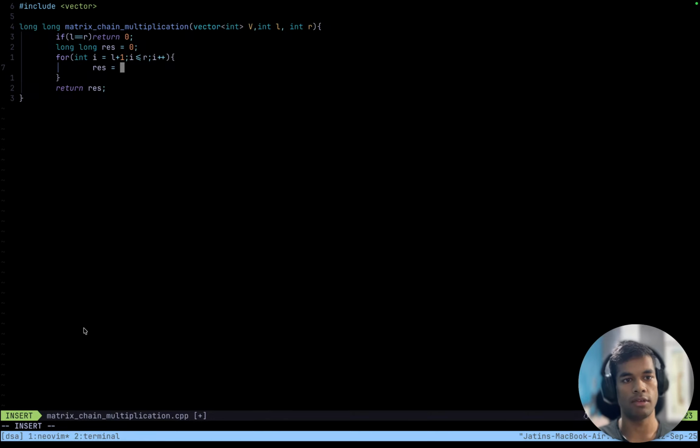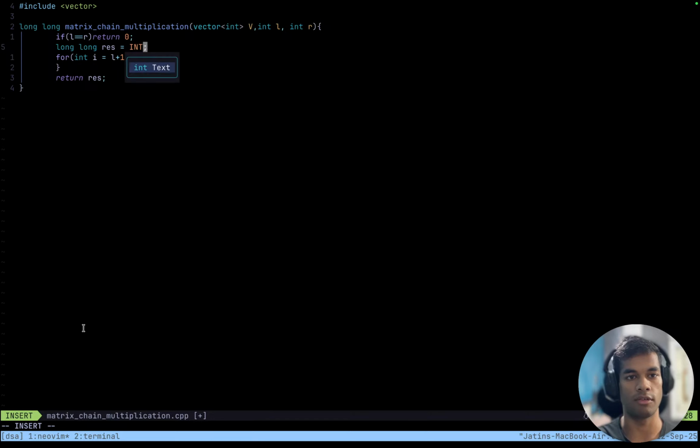So res equals minimum, but shouldn't. We want res to be minimum. We would like to maximize res. Let's say in max, even though res is long.